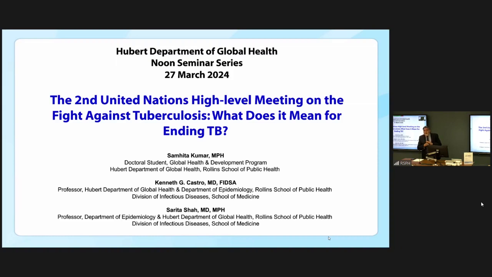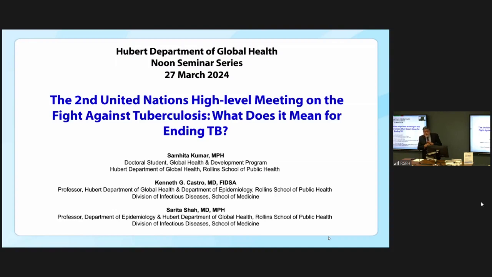Fourth, TB tracks with poverty. Globally, the WHO shows a very compelling graph with an inverse relationship between TB rates and gross domestic product. For those of you interested, I invite you to take a look at that graph. In addition, there are 5 comorbid conditions that contribute to the population attributable risk of tuberculosis. These are undernutrition, HIV, diabetes, smoking, and alcohol abuse.